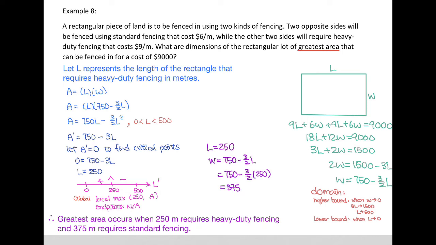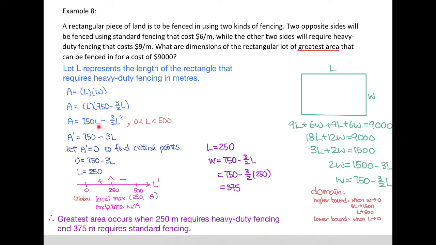Before we differentiate, we have to find the domain, the restriction for L. So let's look at this equation here. 3L plus 2W equals 1,500. So the lower bound for L, that means the minimum length that you can have for the rectangle, is almost 0. But what will be the maximum? The maximum is when the W is almost 0. So if W is almost 0, that means 3L is almost at 1,500. That means L is almost at 500. So I know the lower bound will be 0, the upper bound will be 500.